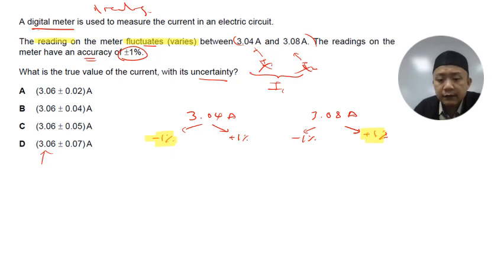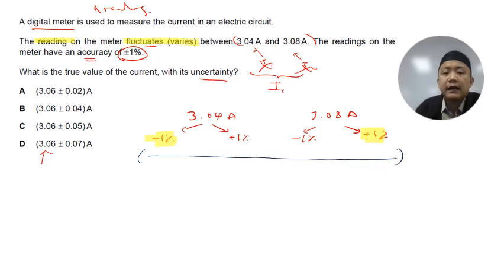Now, these two readings, or what we call the range, minus 1% of 3.04 and plus 1% of 3.08, would give us the possible range of values that is detected by our digital meter, which is not really that accurate in this case, because it keeps on fluctuating due to the insecure connections. So what we can do in terms of determining the uncertainty of the current here is basically you just have to find out what is the minimum and what is the maximum, and then you find out the range rather than the average, and then just divide by 2 so that you can take the plus minus of the uncertainty. Now let's do this.